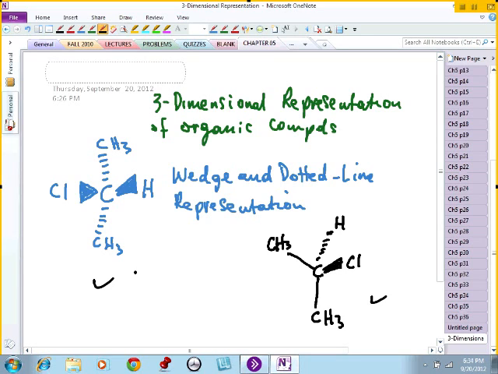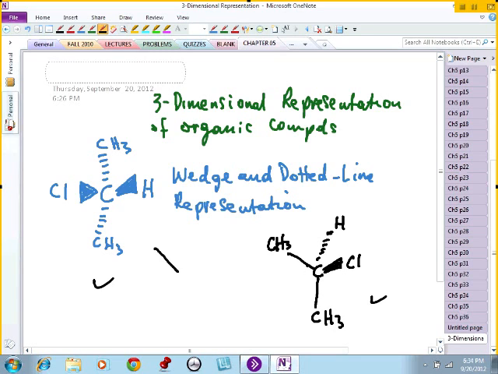No, it doesn't matter. As long as it's a wedge, the wedge is always coming at you, and the dotted line is going away from you. The regular line is the bond on the plane. So keep that in mind. This is very important. As we just told you, the regular line, if I have this line, that means on the plane. So that means this here is on the plane.